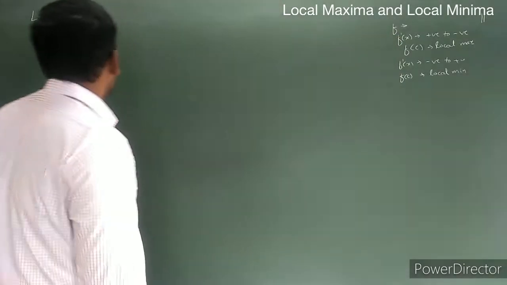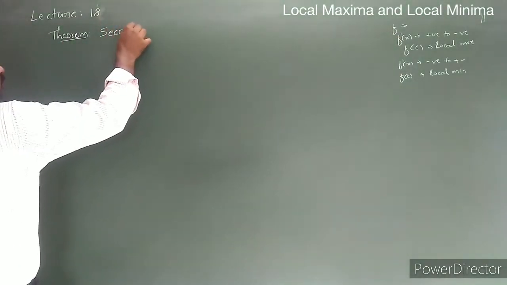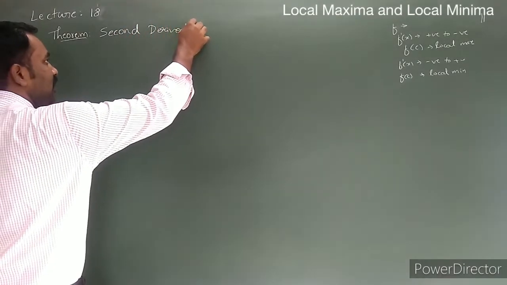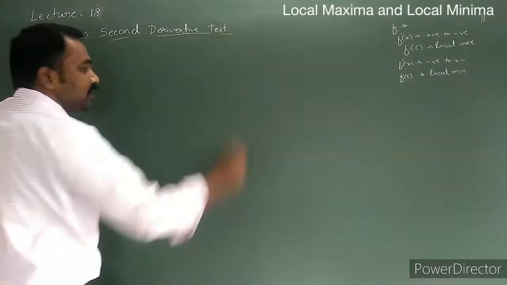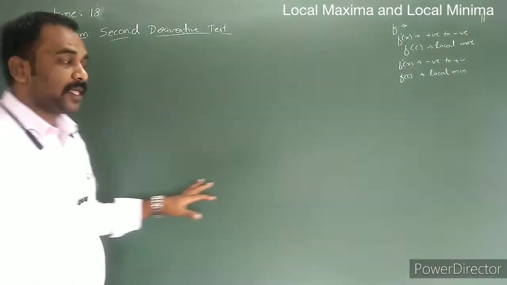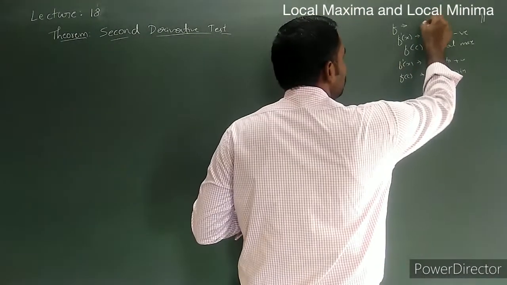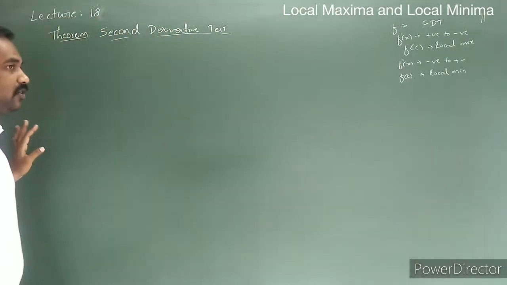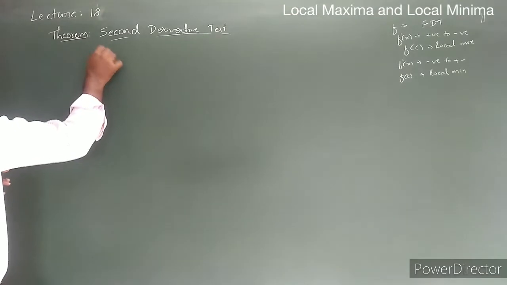Now, let's take another theorem, that is the second derivative test. The first derivative test is taken. Now, the second derivative test, we can compare it. This is also a theorem to find the local maximum and the local minimum. Which one is easy, whether the first derivative test or the second derivative test, to find the local maximum and the local minimum? That's our look.